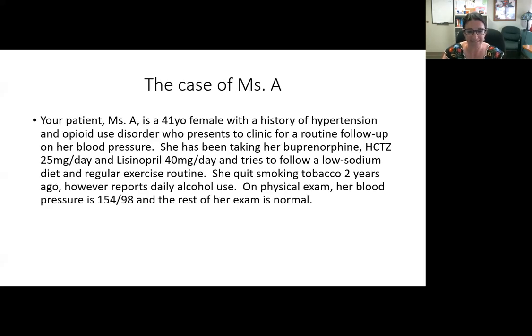So let's just start with a case to frame this. Your patient, Ms. A, is a 41-year-old female with a history of hypertension and opioid use disorder who presents to clinic for a routine follow-up on her blood pressure. She's been taking her buprenorphine, her hydrochlorothiazide, and lisinopril, and she tries to follow a low-sodium diet and regular exercise routine. She quit smoking tobacco 2 years ago, but she does report daily alcohol use.